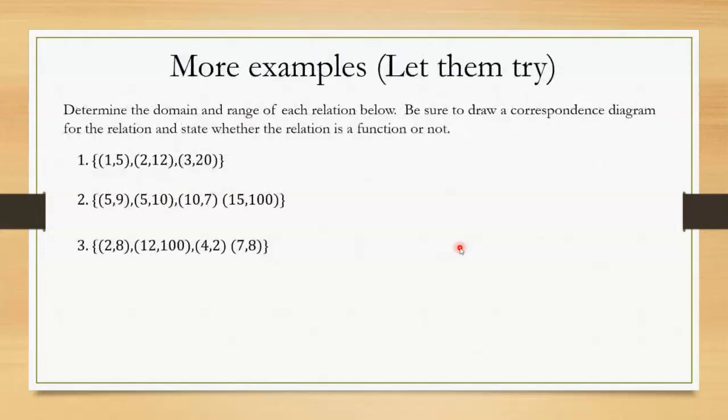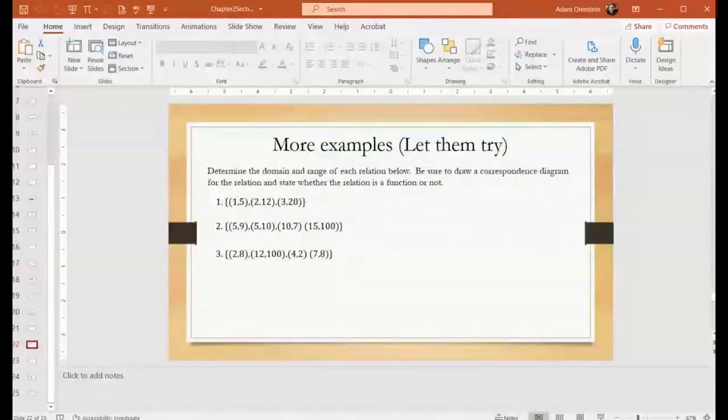So now I figured it'd be good to let everyone try some examples as well. Basically, you're going to see what the domain and range is for each of these. Then you're going to draw a correspondence diagram. Then you're going to determine if what you have is a relation or not. I figured to give everyone about 3 minutes to try these 3 out. It's not the hand in, but I do want everyone working. So let me just pause the recording.